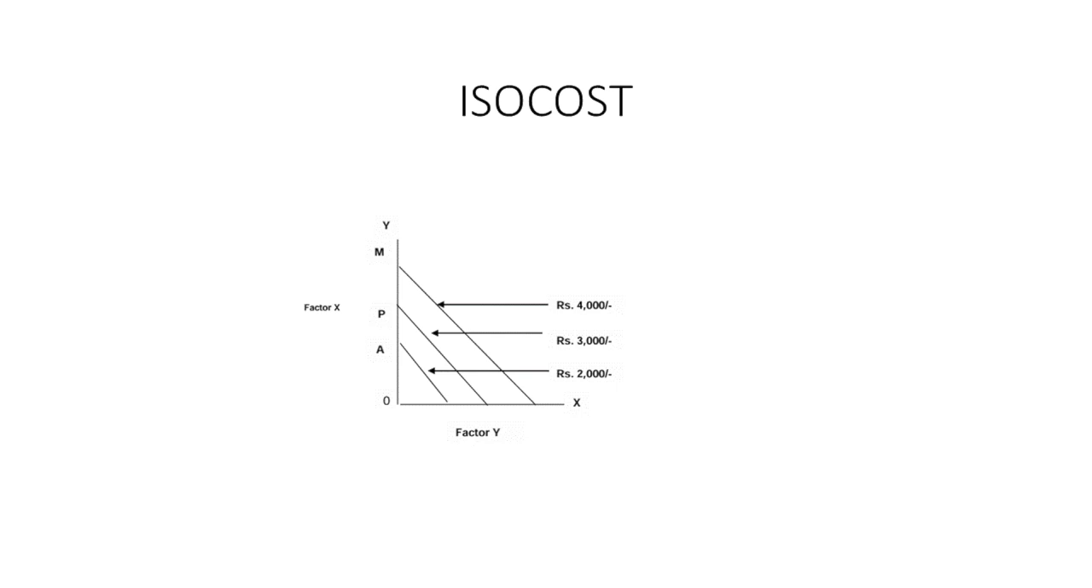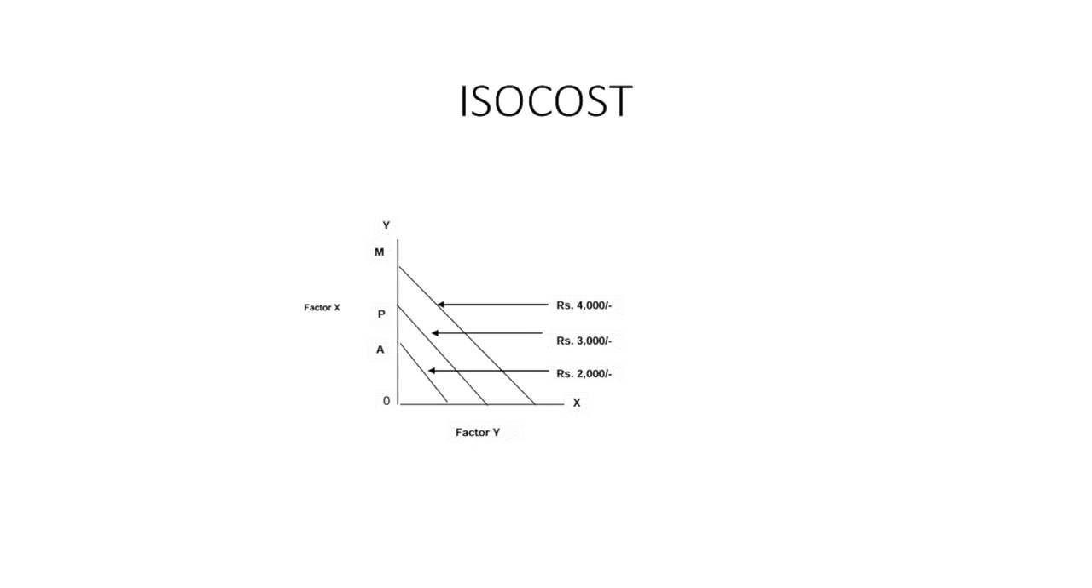Now here we can see that as the expenditure goes up, he can hire more factor inputs. It can be either labor or capital. These are the three lines.